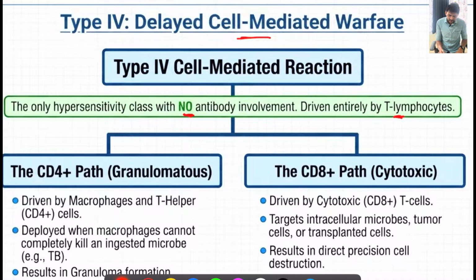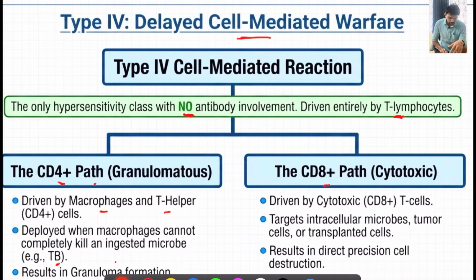So again, T lymphocyte mediated reactions can be divided into two pathways: either CD4 T lymphocyte mediated or CD8 T lymphocyte mediated. As we all know, the CD4 type is mainly driven by macrophages and helper T cells. When macrophages are unable to clear the antigen completely by themselves, they present it to the helper T cells, and these helper T cells, with further recruitment of numerous immunological chemicals, try to destroy the antigen completely. For example, in case of tuberculosis.